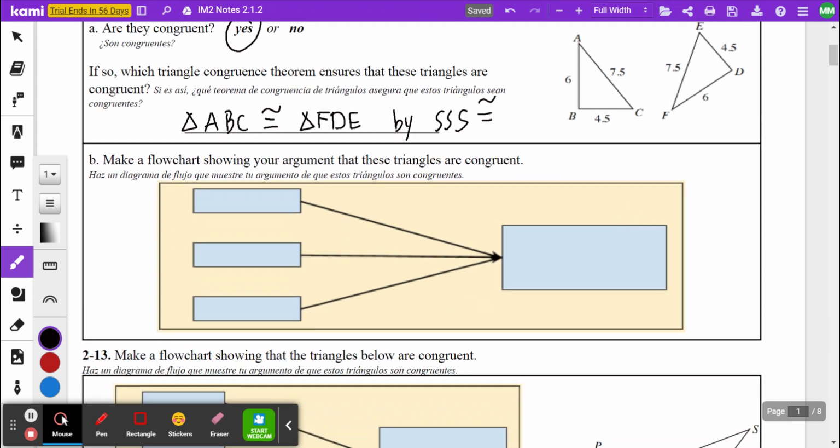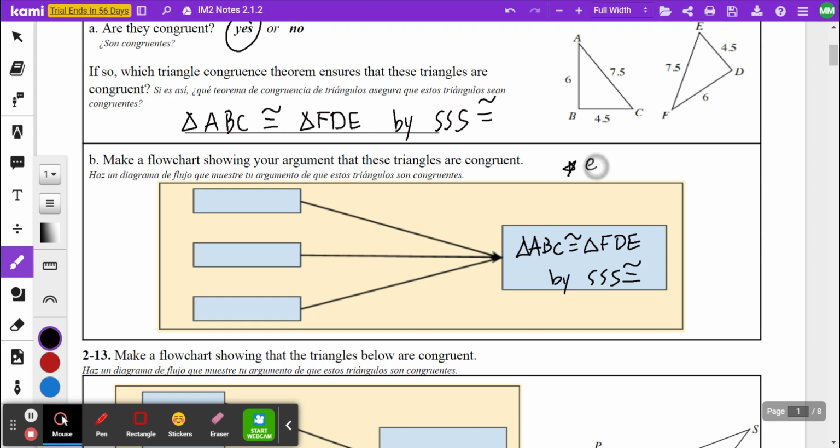We're going to organize this into a flowchart. You've done these in IM1. Today we're doing them in IM2. The first two flowcharts we're going to do are going to be complete repeats from IM1, and then the third one will introduce a new idea. Okay, so let's start with our proof. We're proving triangle ABC is congruent to triangle FDE by side, side, side congruence.